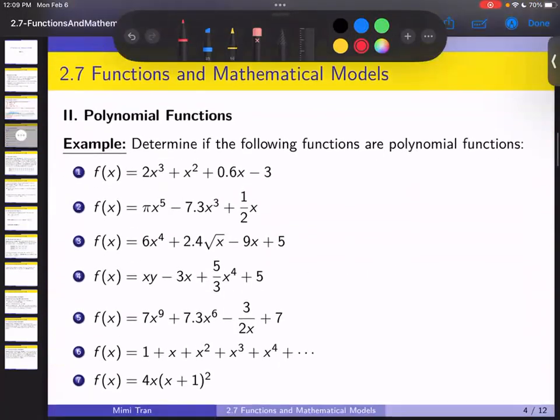I want you to take a minute on this example and let me know which one is a polynomial function and which one is not, and why. So talk to each other, or rather people at home. Think about it.